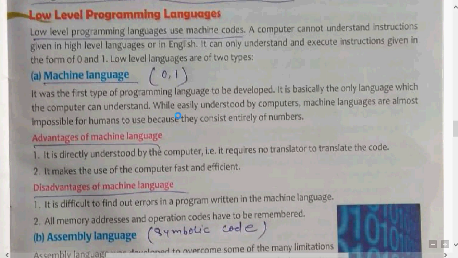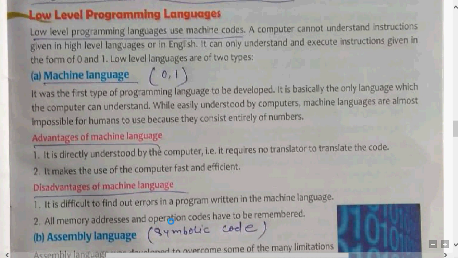We write programs directly in 0s and 1s, so there is no need of any translator. So it's very easy to execute the code. It makes the use of the computer fast and efficient, meaning we can use it fast in this programming language. Execution was fast. This was the advantage. The disadvantage is that writing the program is very difficult, and the programmer has to remember all memory addresses and operation codes when they are going to write the program.